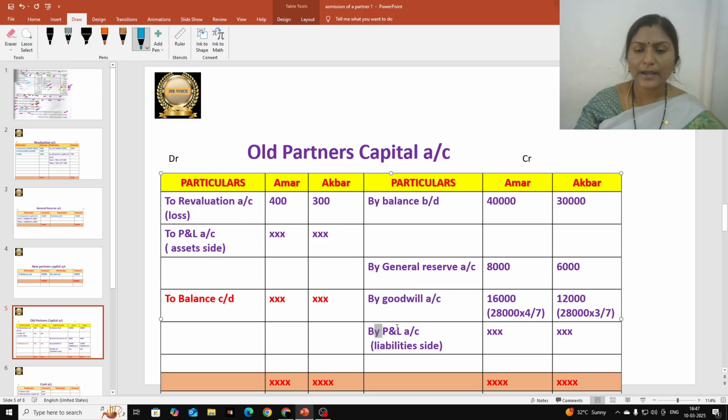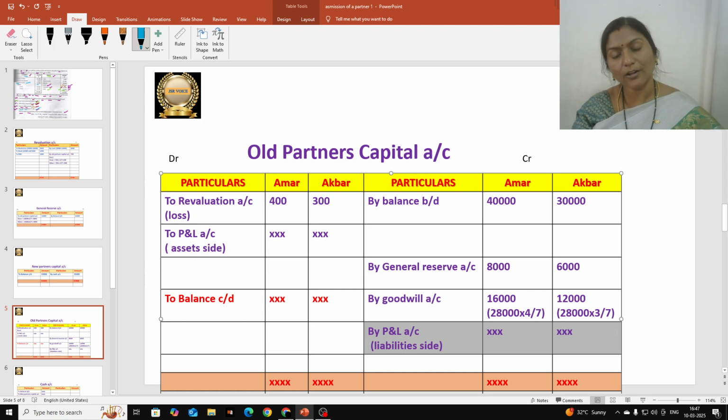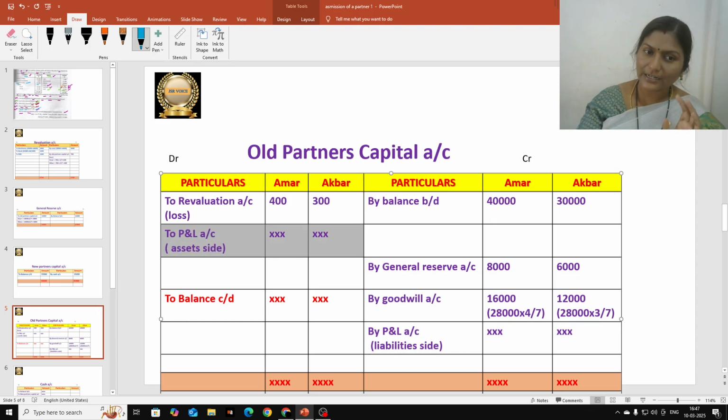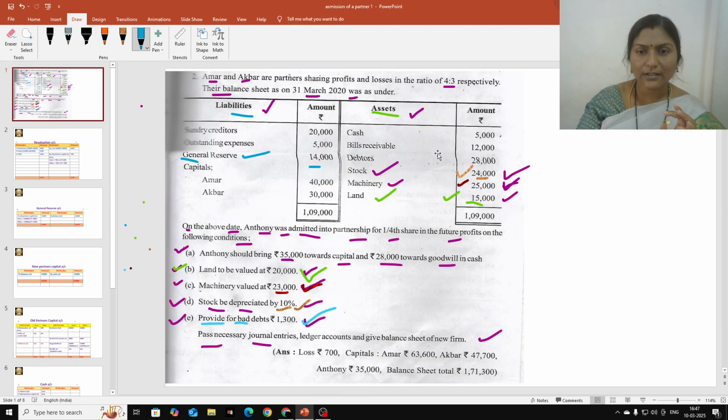Next item is by P&L account, liability side. If we have P&L in the question on the liability side, we should write here and distribute to the old partners. But in the question we don't have that. If we have an asset side P&L in the question, then we should write here in this account on the debit side and distribute. Let us check whether we have or not. Check the asset side. Do we have a profit and loss account? We don't have, so no need of writing there.